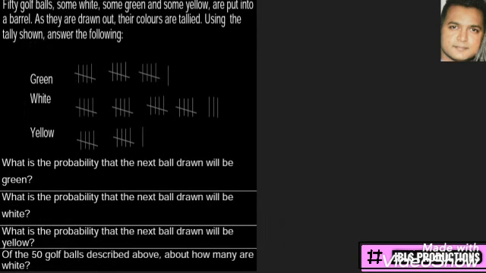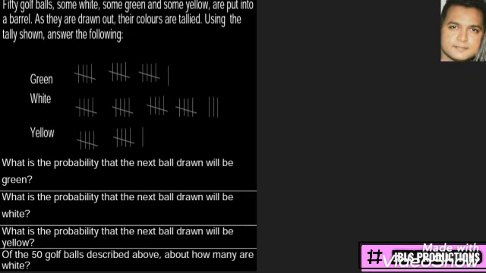50 golf balls, some white, some green and some yellow, are put into a barrel. As they are drawn out, their colors are tallied using the tally system as shown below, and answer the following questions. Now, by looking at this information, the first thing I will do is write that information down in numbers that are easy to work with.